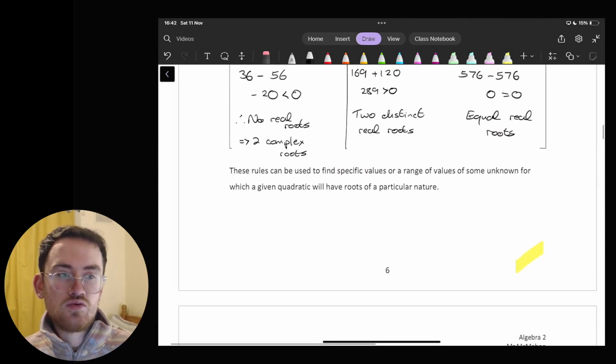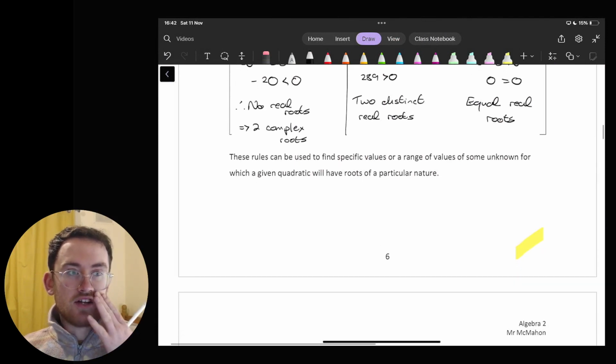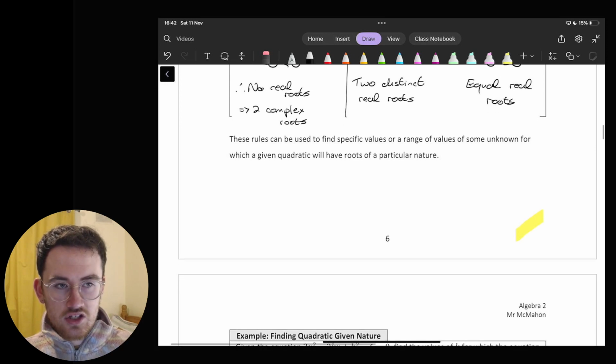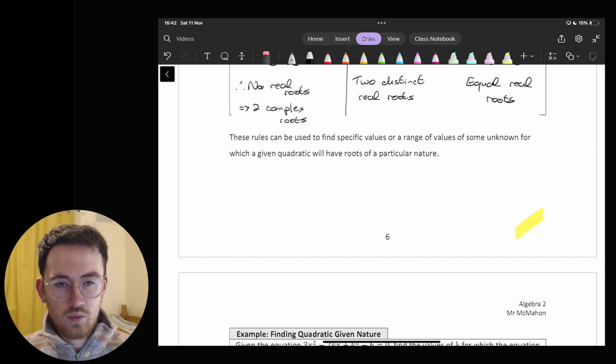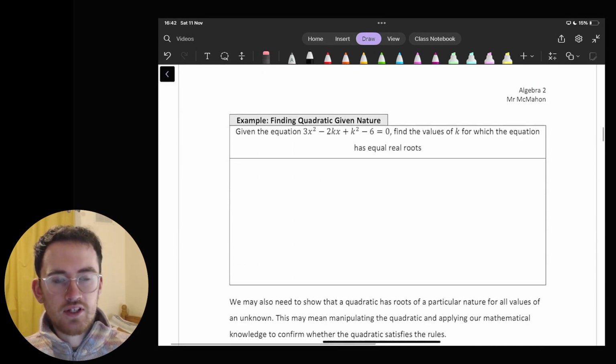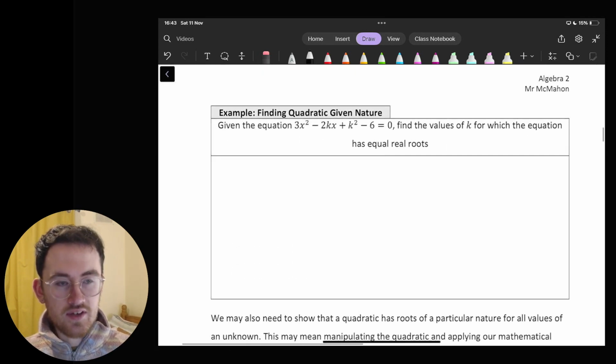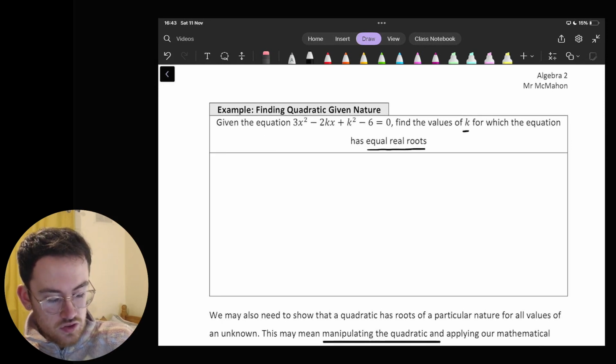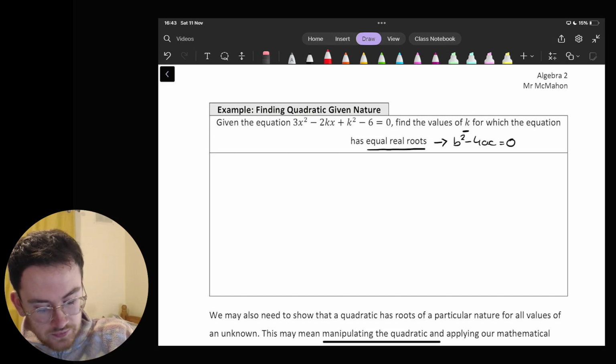What we can do with these rules, besides just commenting on the nature of roots if we're given a quadratic, is actually to find ranges of values for which a quadratic has a particular type of nature. So for example, looking at this one here, given this equation, we want to find the values of k for which the equation has equal real roots. So remembering equal real roots, b squared minus 4ac is equal to 0. So that's what we jump straight to. So for b, that's going to be the minus 2k here.